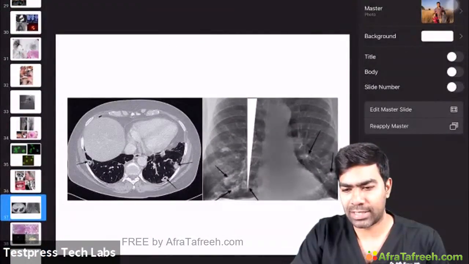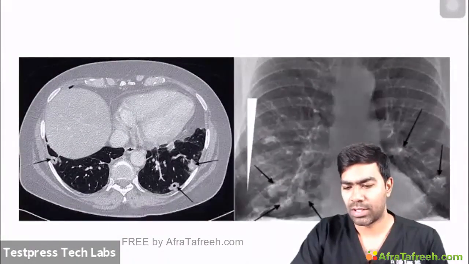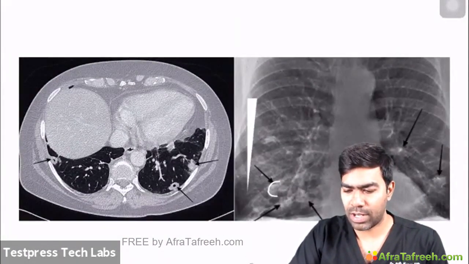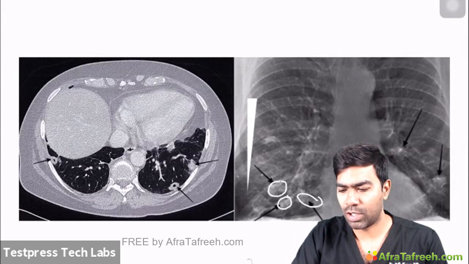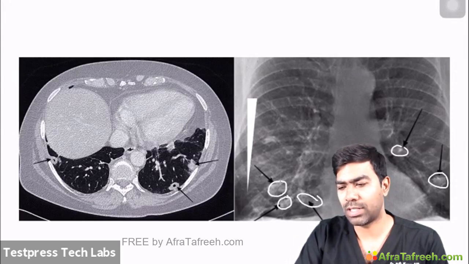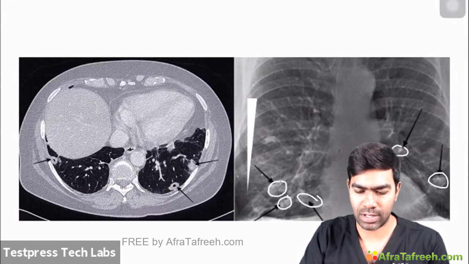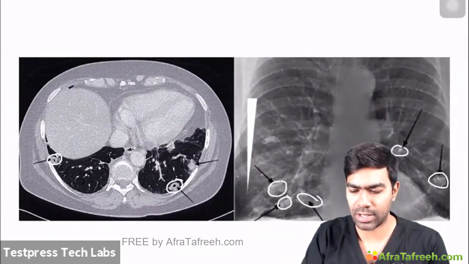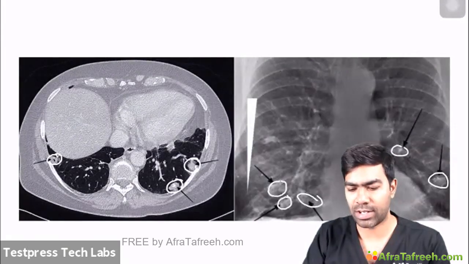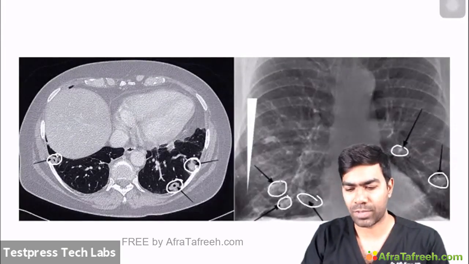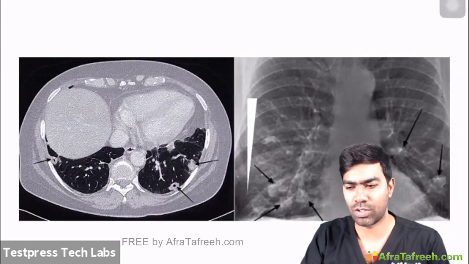So this is a classic example of granulomatosis with polyangiitis, where you can see multiple nodular structures in the lower lobes. These are nodules in the lower lobes, and you can see these are thick-walled cavities basically. You can see some nodules have not cavitated. This nodule has clearly cavitated. This is an example of a cavity. So this is granulomatosis with polyangiitis, typical nodules.